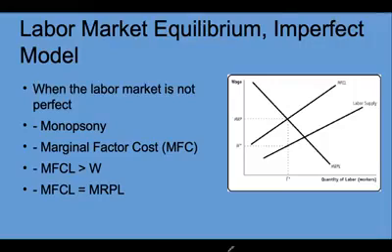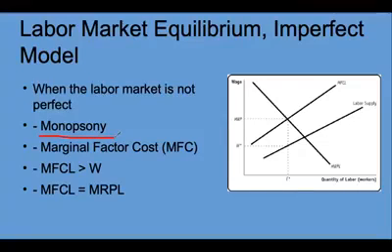Okay, now let's look at the labor market equilibrium imperfect model, when the labor market is not perfect. This is the most complicated one. It means we have maybe only one employer. This could be a small township that has just one bank, or one coal mining company, or just one factory, and that's the only employer, right? They have market power, and that's called monopsony.